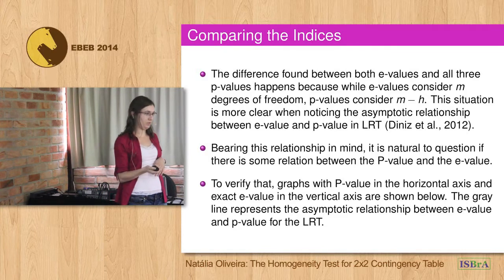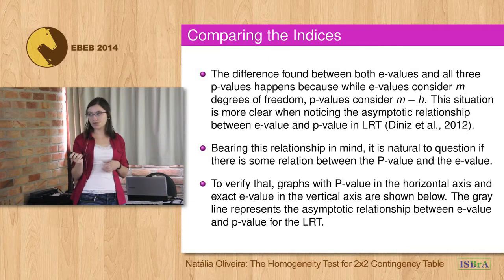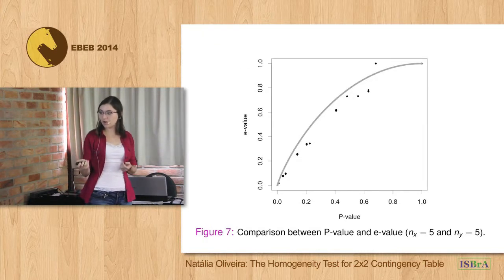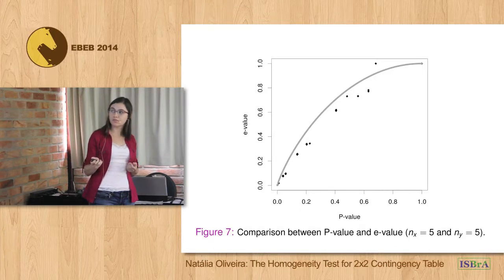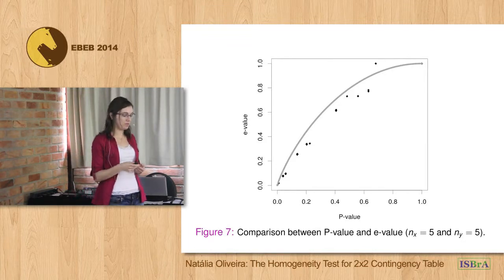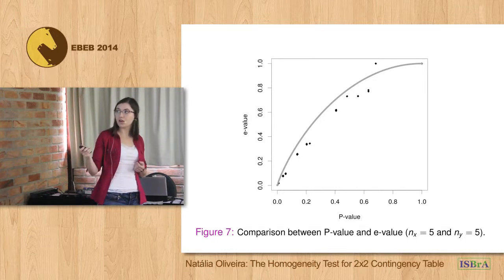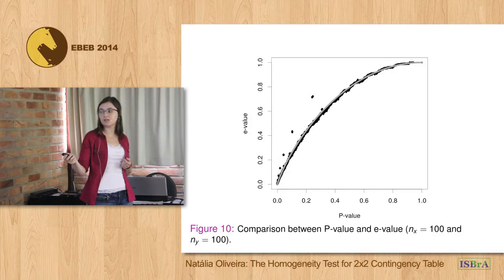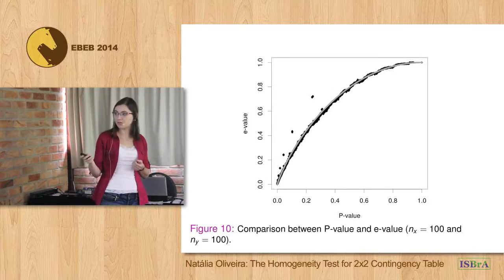And with that relationship in mind, we want to take a look if the capital P-value and the e-value also show the same relationship. So having the capital P-value on the horizontal axis and the e-value on the vertical one, and the gray line representing the asymptotic relationship, we're going to plot these two indices against each other to see if that happens when sample size increases. Even for 5 and 5, we can see that most tables are quite close to the asymptotic line. And as sample size increases, it becomes clear that this relationship also happens in this case.